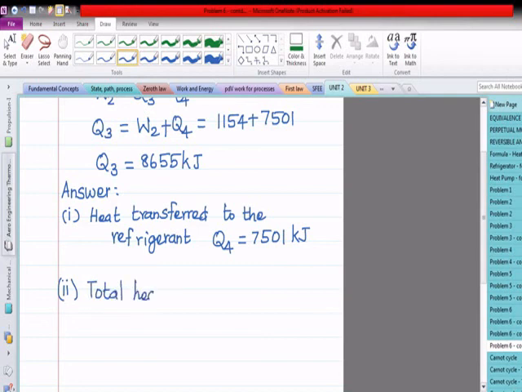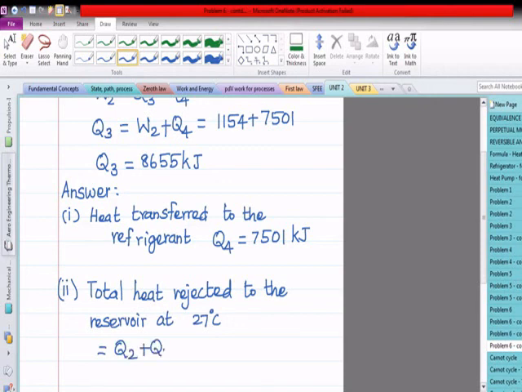Then the second question is the total heat rejected to the reservoir at 27 degrees Celsius. This is equal to the sum of Q2 and Q3, which is equal to 546 plus 8655, which is equal to 9201 kilojoule.